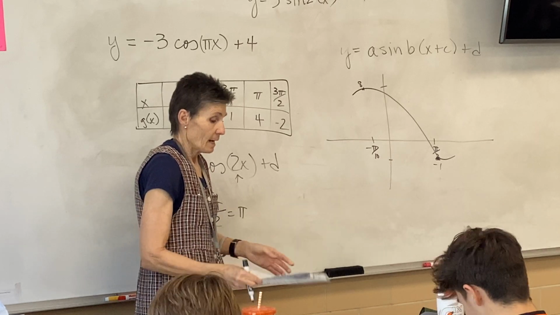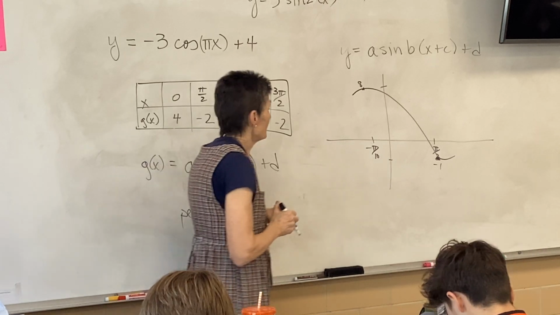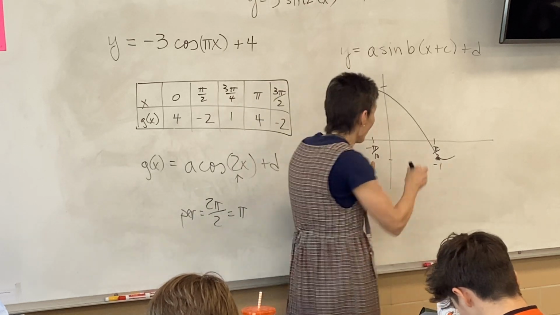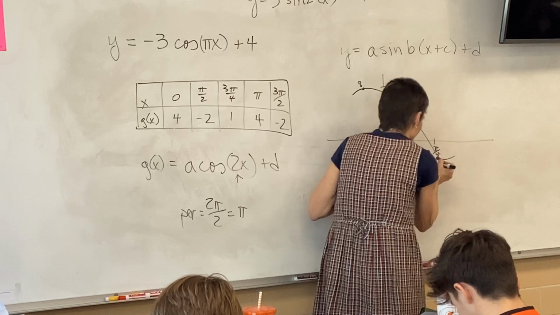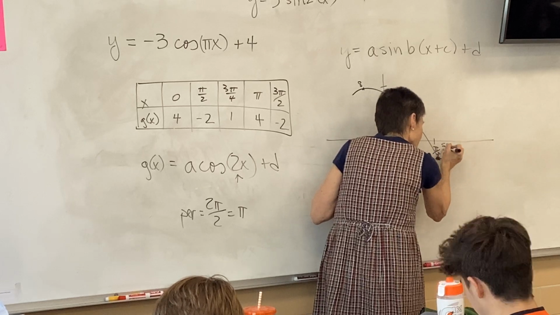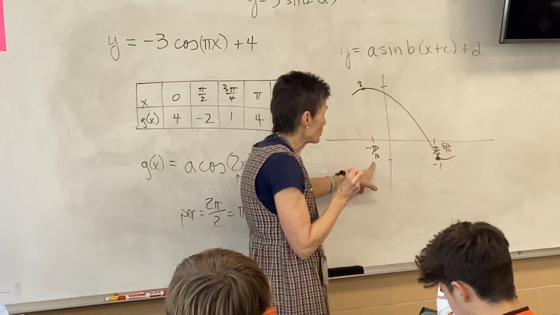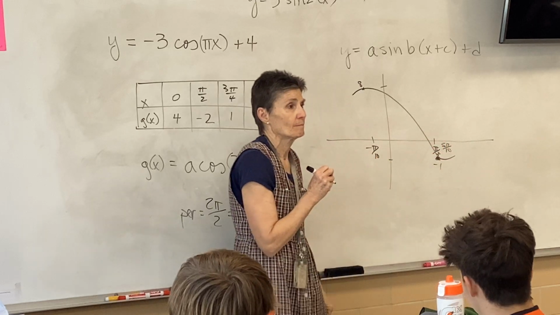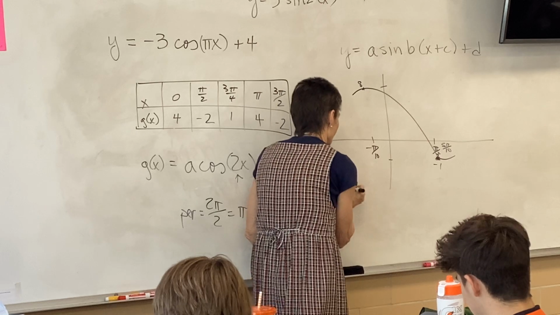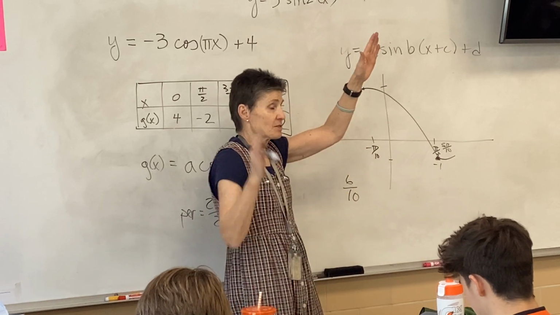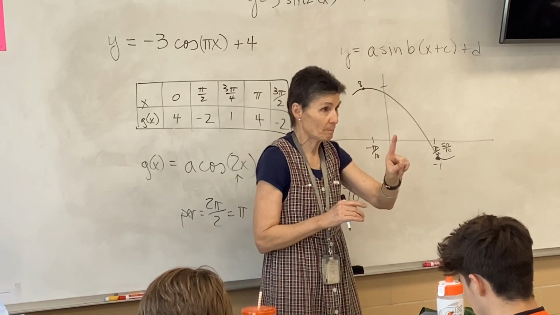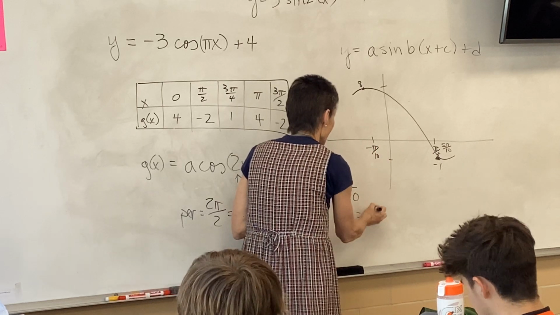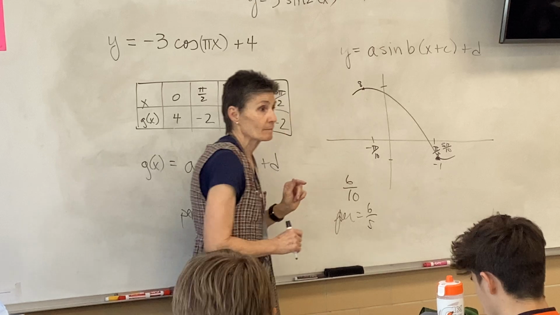Now, how far is it from negative 1/10 to pi over 2? This is pi over 2 here, which would be 5/10. So how far is it from negative 1/10 to 5/10? 6/10. But max to min is half a period, so my period is actually 6/5.